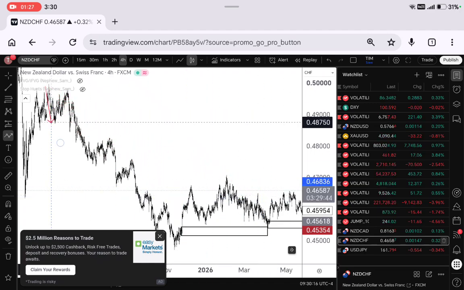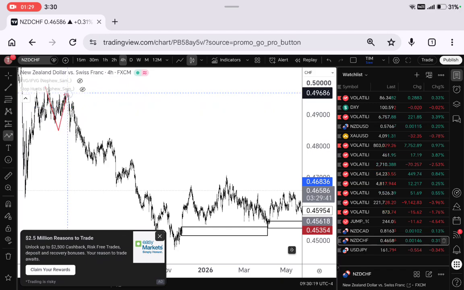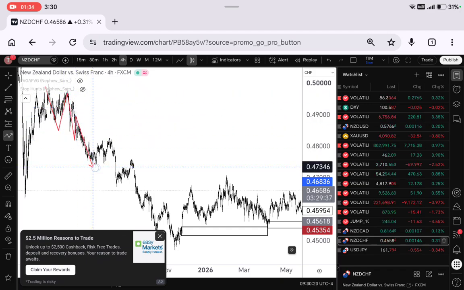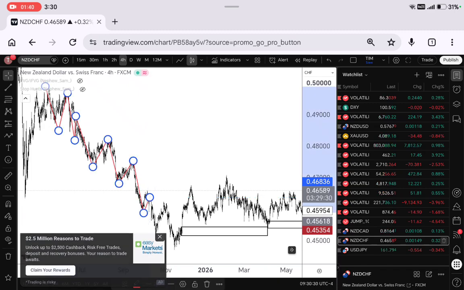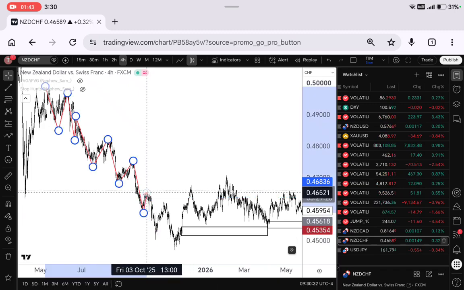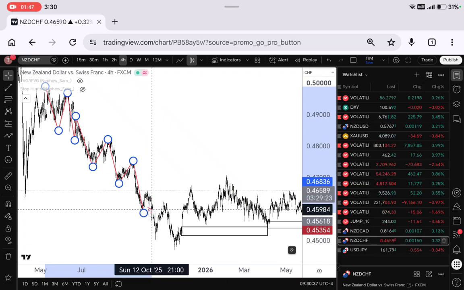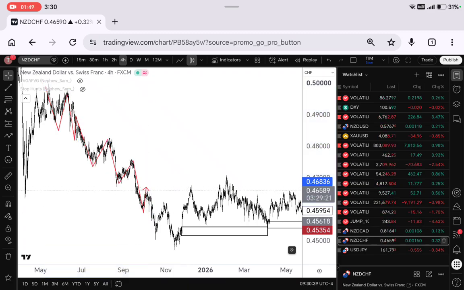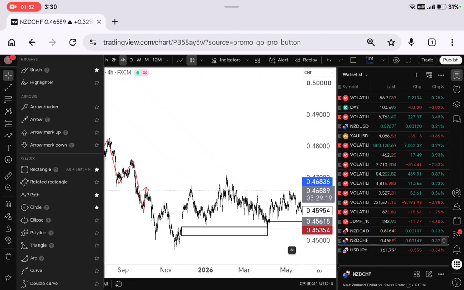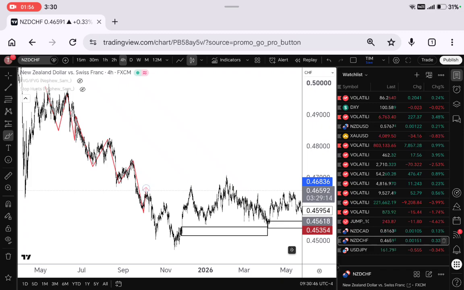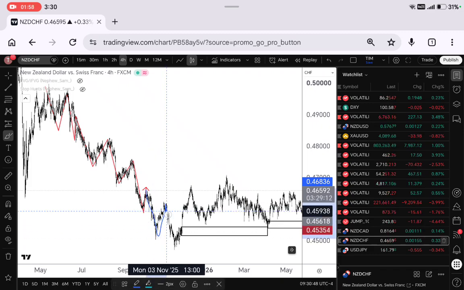Without wasting time, you can see right here we had lower low, lower high, lower low, lower high, lower low, lower high. Sorry, let me take out this lower high over here. Okay, let me continue. So we also have lower low over here, lower high, lower low.